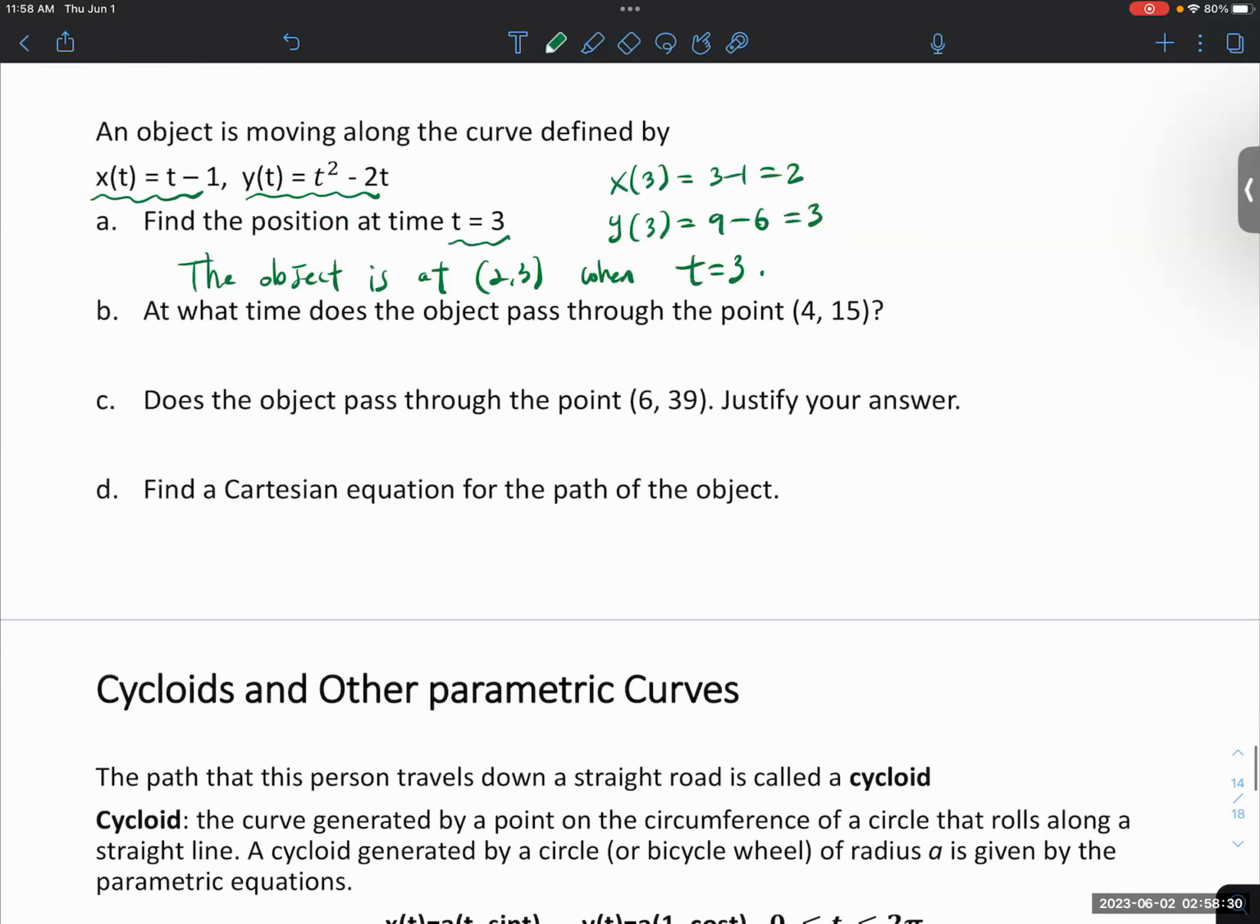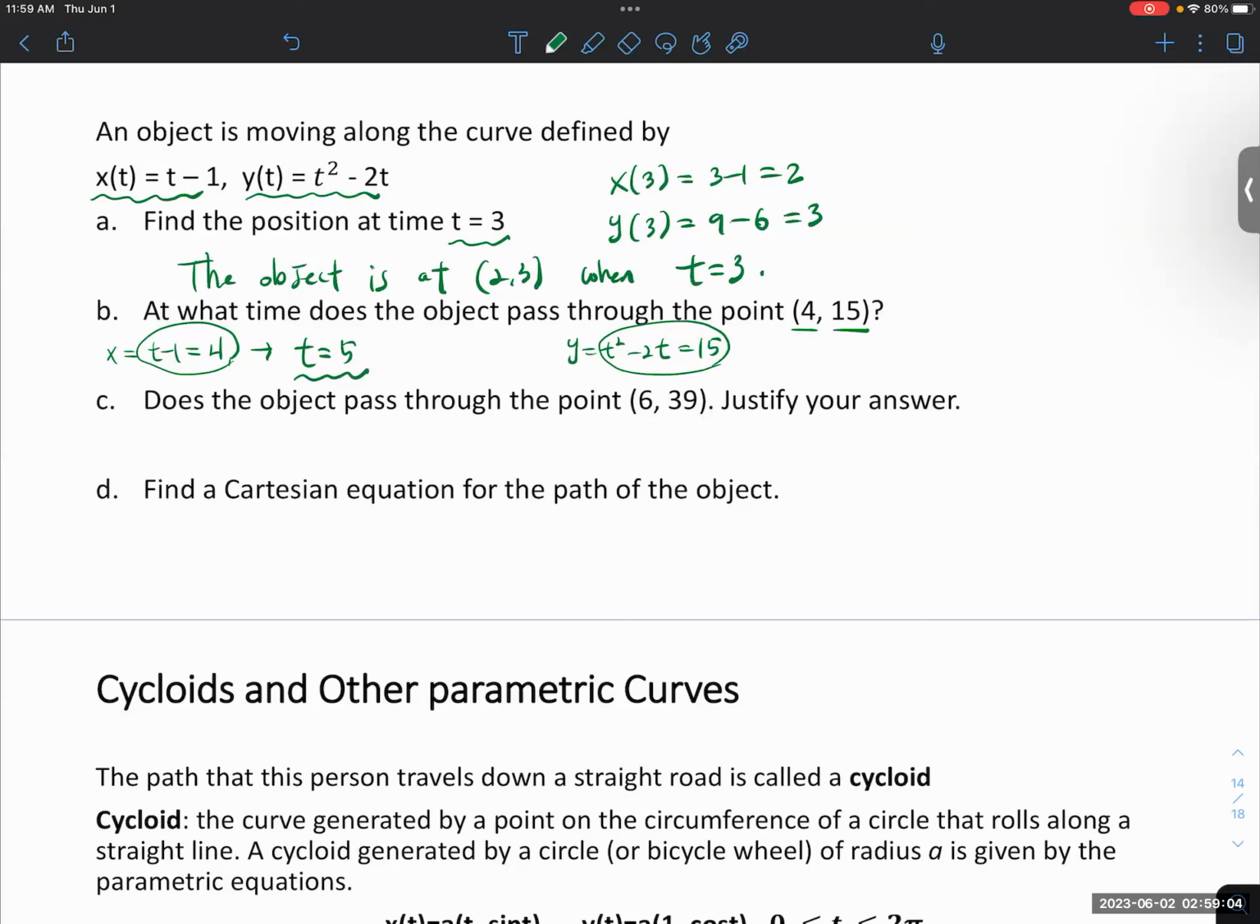Let's move on to B. What time does the object pass through the point (4, 15)? So this is x and y. You can say x equal to t minus 1 equal to 4, right? And then y, t squared minus 2t, that is 15. So we're going to solve for t, because they're asking for the time t. For the first equation, if you solve it, what happened? t will be 5.